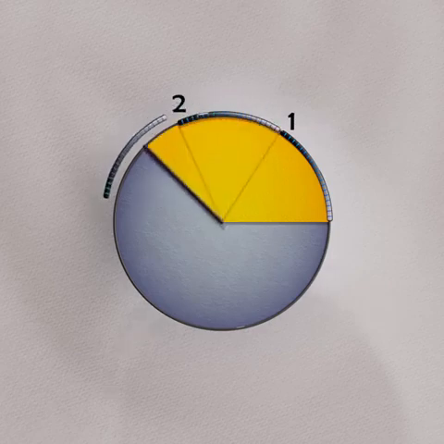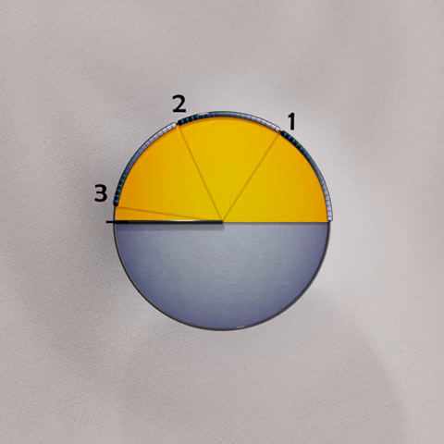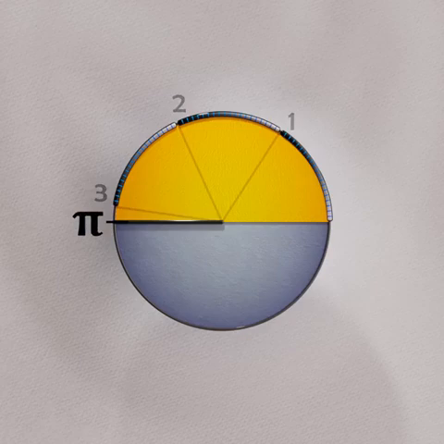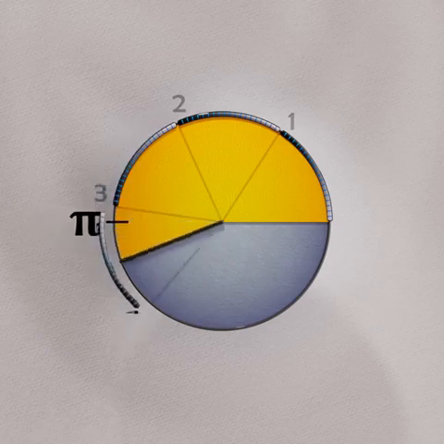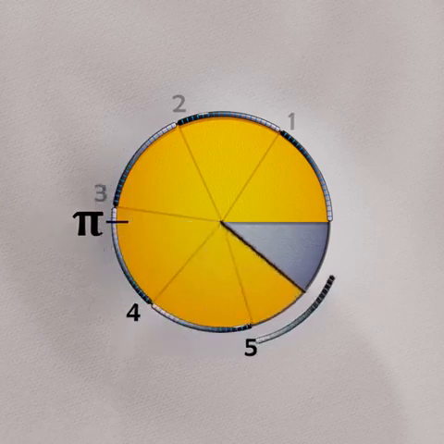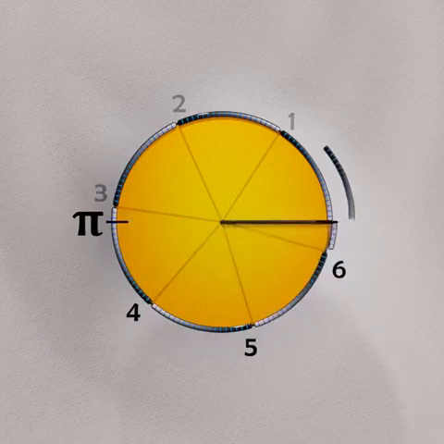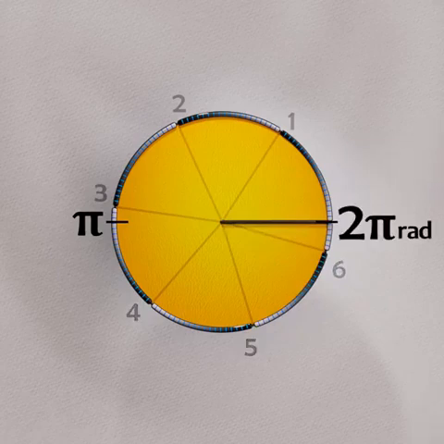Extending on around, we see that a flat angle spans a little more than 3 radii. This quantity is a value we call pi, which is a value that starts with 3.14 and continues on forever. So a 180-degree angle equals pi radians. A complete rotation around a circle extends out a little more than 6 radii, or 2 pi radians.